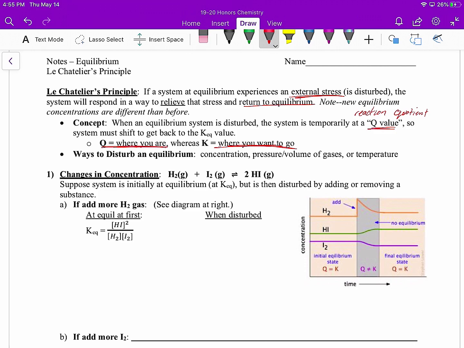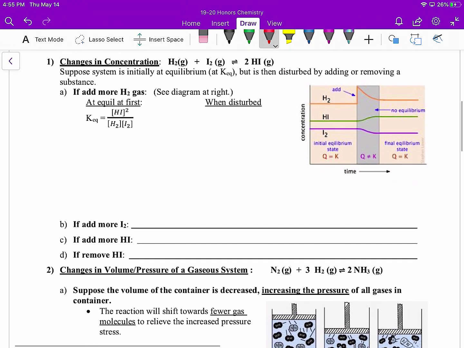So let's talk about a couple of ways that you can change the conditions of that reaction. The first way we're going to talk about is changing the concentrations of your reactants and/or your products. So if you have this reaction, H2 plus I2 gives you 2HI, and you're initially at equilibrium, where Q equals K, then your concentrations of the reactants and products are constant but not necessarily equal.